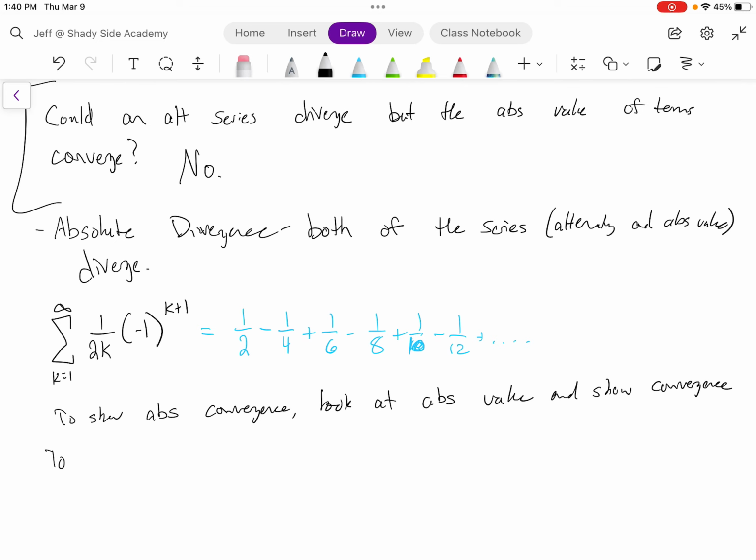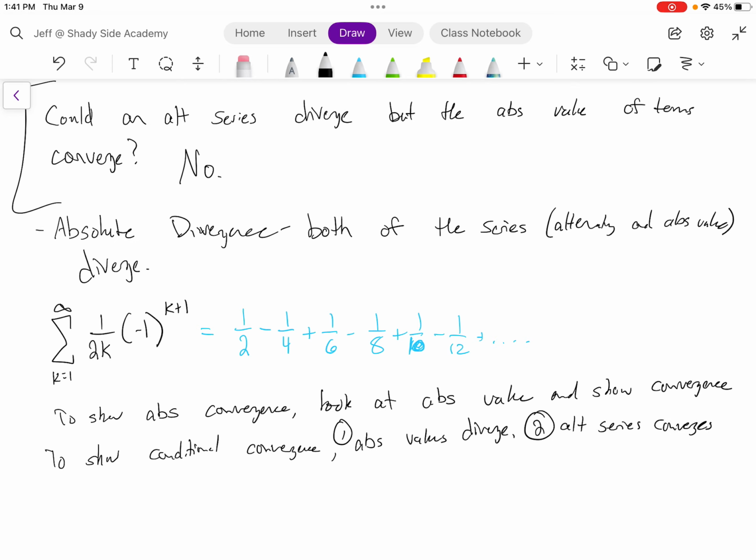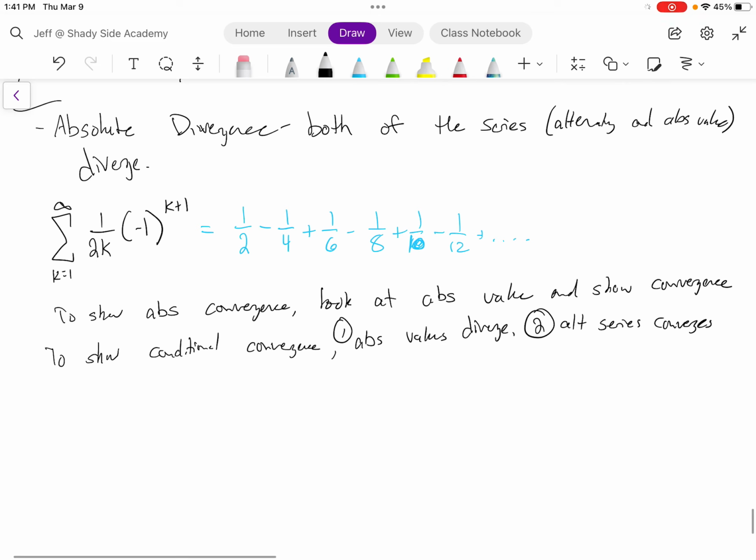To show conditional convergence, we need to do two things. One, the absolute values diverge, and two, the alternating series converges. Those are the two things we have to show. So let's start with 1. 1 is sort of easy. Show that the absolute values diverge.